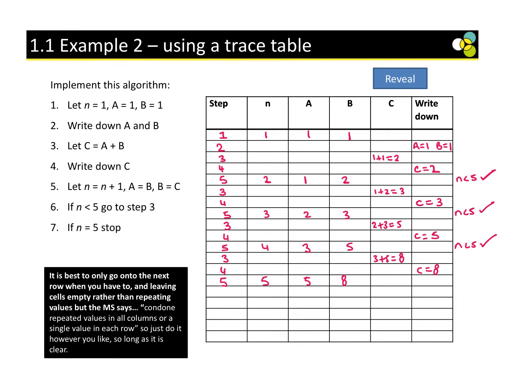If n is less than 5, go to step 3. N is not less than 5. If n equals 5, stop. And then sometimes it might say print C. So then you'd write print 8.